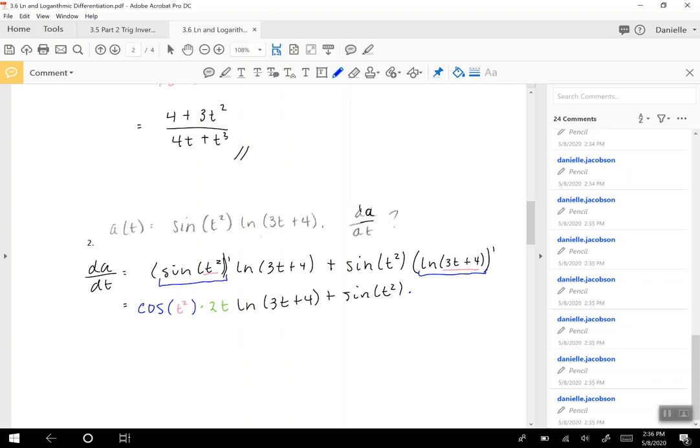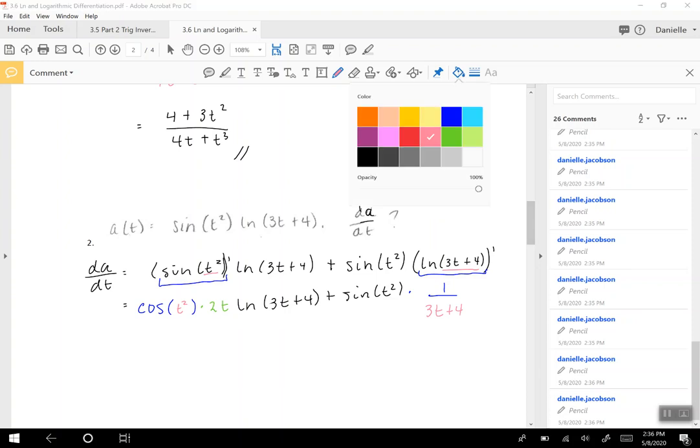Going through this, I know my outside function is the natural log function, so I'm automatically going to say, okay, I have times 1 over, I do that when I see the natural log. Now I know the bottom here is really just what's inside of the function, and that's 3t plus 4. And then I'll multiply that by the derivative of the inside. So the derivative of 3t is 3, the derivative of 4 is 0. Therefore, I've taken this derivative.